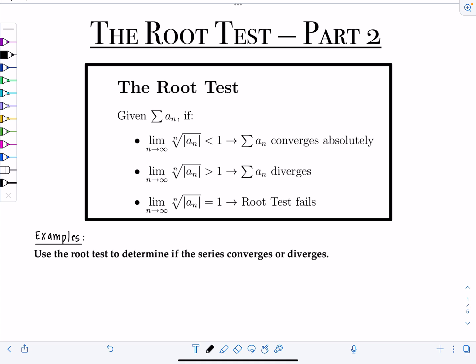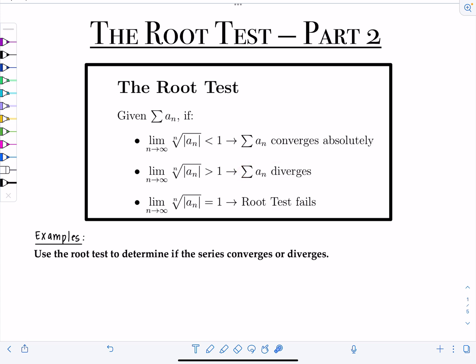If you have an infinite series, sum of an, and the limit as n approaches infinity of the nth root of the absolute value of an. If this limit is less than 1, then we say the sum of an converges. And not only does it converge, it converges absolutely. So the root test is always a test for absolute convergence because you have to take the absolute value of the terms. Second outcome, if the limit as n approaches infinity of the nth root of the absolute value of an is greater than 1, then the sum of an diverges.